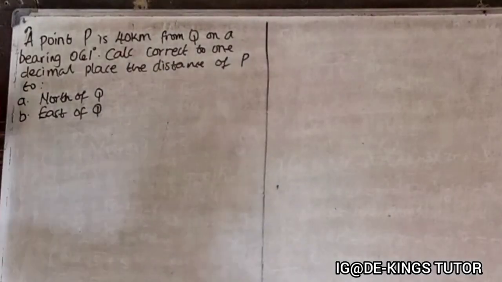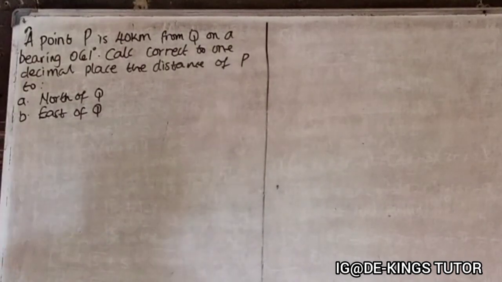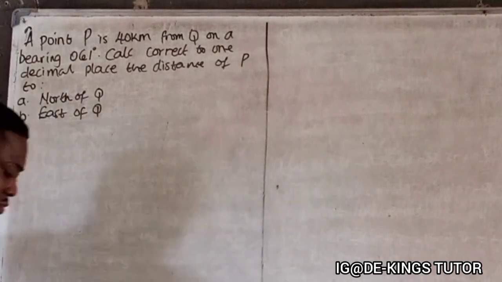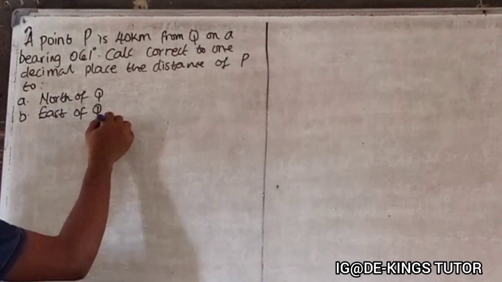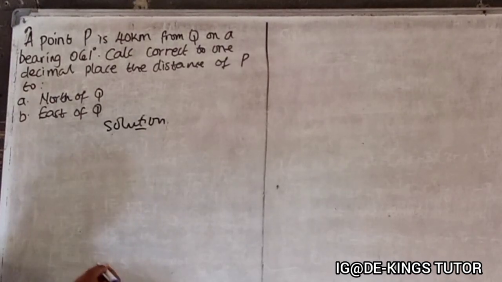1. Point P is 40 kilometers from Q on a bearing of 61 degrees. Calculate, correct to 1 decimal place, the distance of P to the north of Q and east of Q. Let's start. So we have the solution. The point P is 40 kilometers from Q on a bearing of 61 degrees.